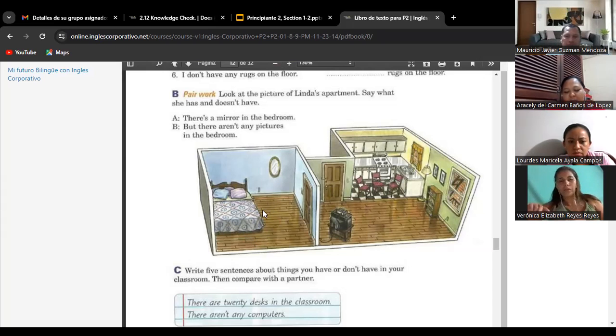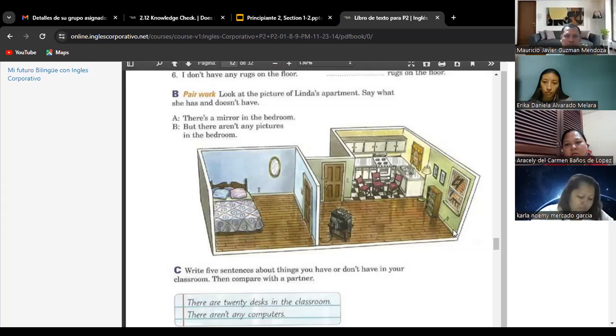You can also say things that there aren't. There aren't any clothes. Correct. Yes, Karen. There aren't curtains in the bedroom. Okay, yes. There aren't any curtains in the bedroom.